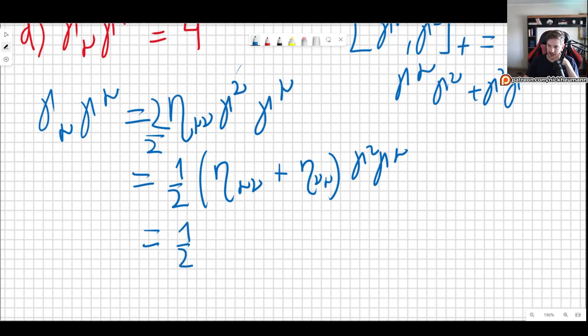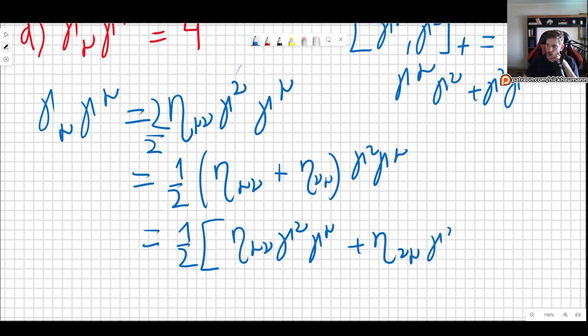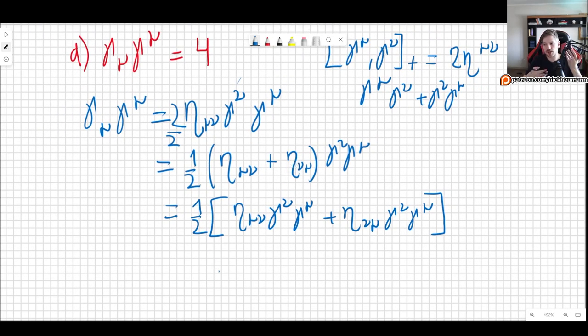So for example, 1 half, and now I have eta mu nu gamma nu gamma mu plus eta nu mu gamma nu gamma mu. But now notice that each one of these terms is completely independent of the other in terms of labels, right? Both of these indices will contract with both of the indices in gamma, not really cancel out. So in the end, there will be no dependence on mu or nu. So that means that we can simply choose to relabel the expression on the right.